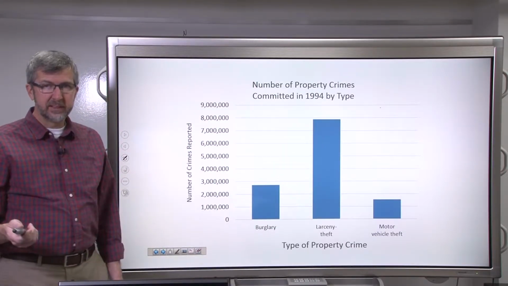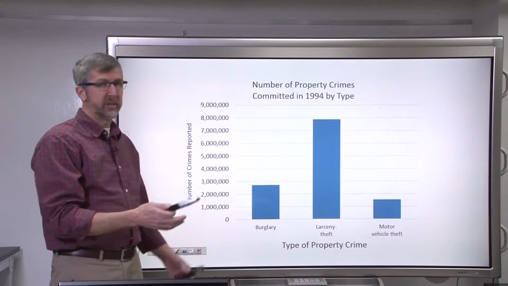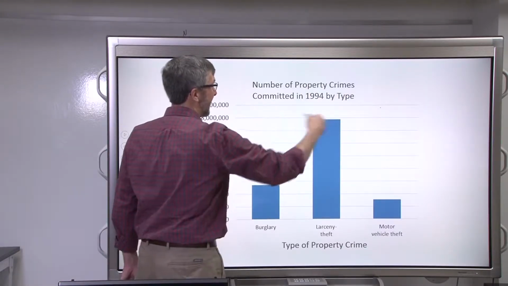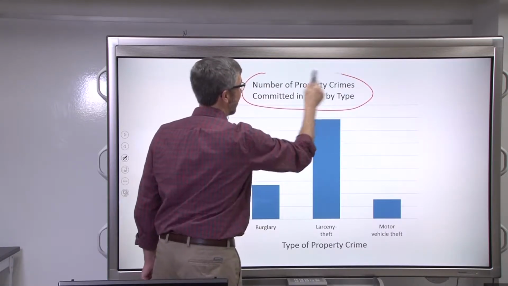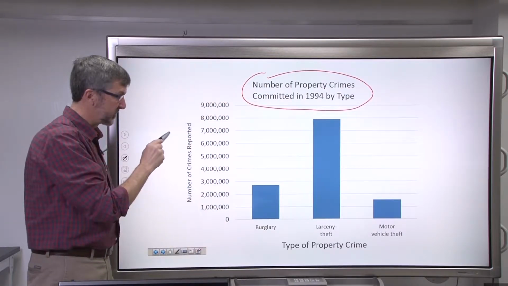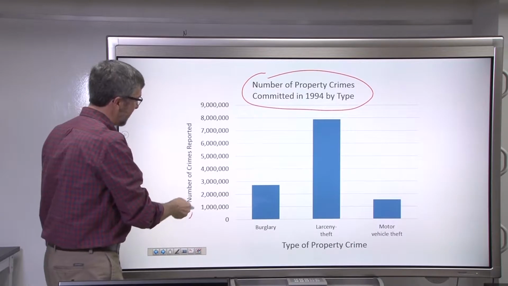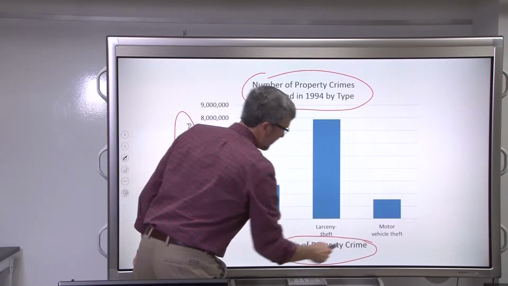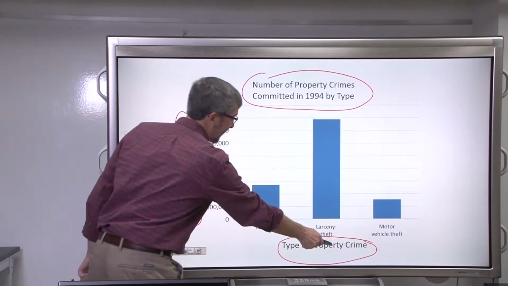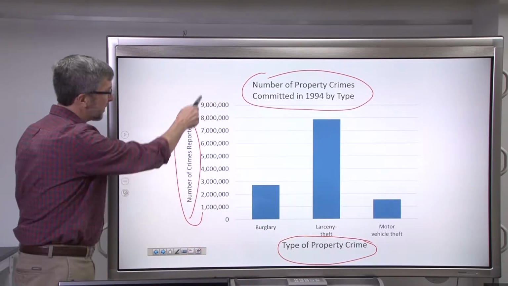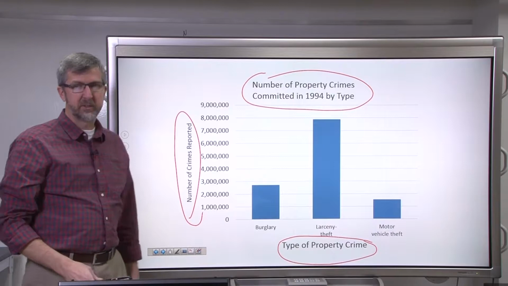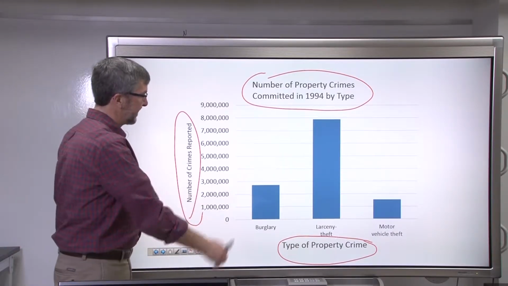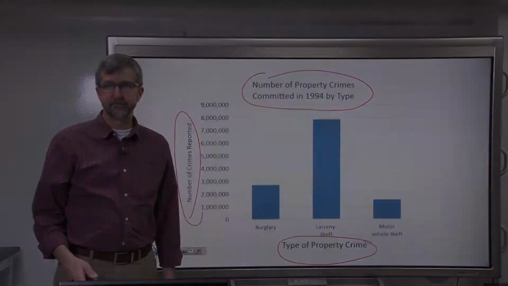So this is a good place to look at what all charts should have. A title that tells you exactly what we're looking at in the chart. Clearly labeled axes. What are our categories, and what numbers am I looking at here? So those are things that are common in all of your charts. They should be clearly labeled.